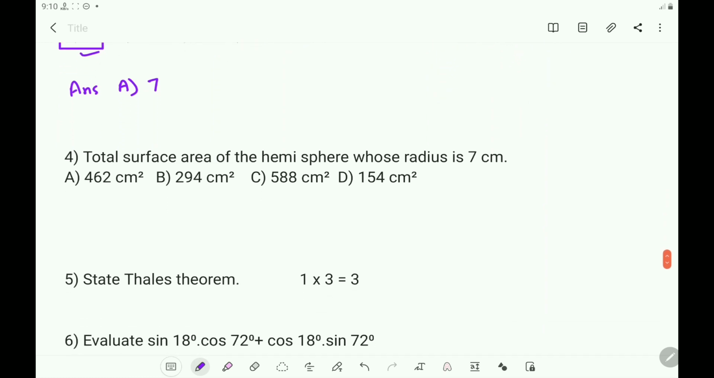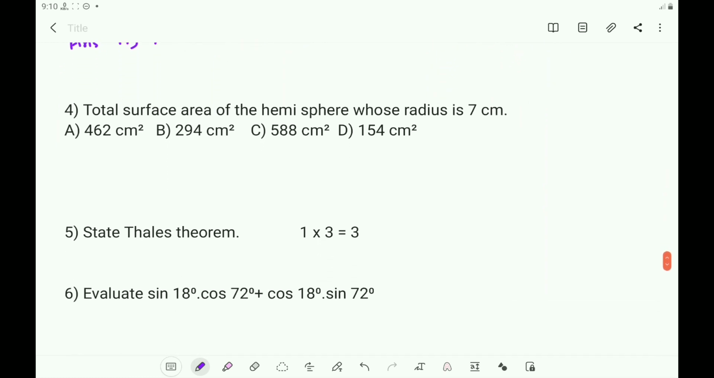Next you take the fourth question. Total surface area of the hemisphere whose radius is 7 cm. Children, you must know the formula to find the total surface area of the hemisphere. You know that TSA of hemisphere is equals to πr square plus 2πr square, that becomes 3πr square. Because you know that hemisphere is having circular base and it is half of the sphere. So 2πr square plus πr square, you will get 3πr square.